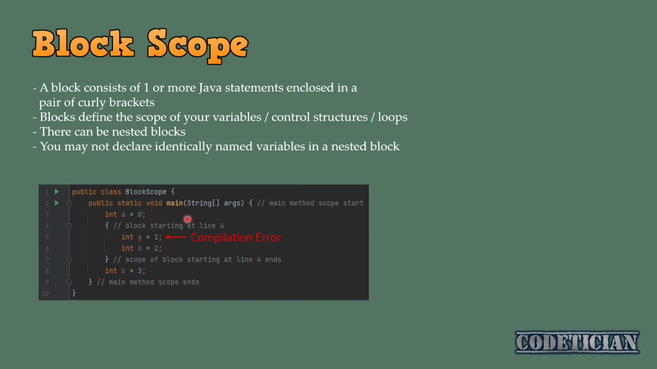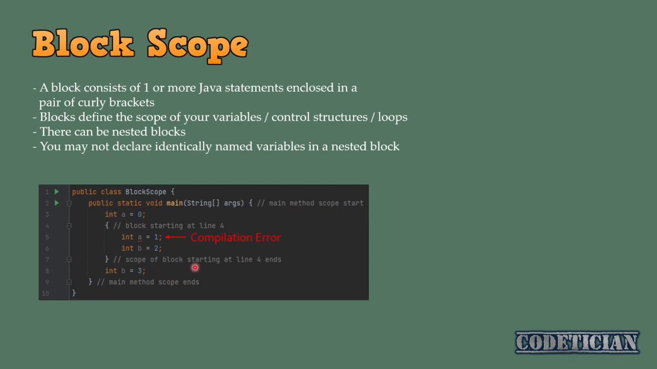The first point is a block consists of one or more Java statements enclosed in a pair of curly brackets. So in this example, you can see that at line 2, I am starting one block of code. You can see this one curly bracket. Actually, it's a main method. This curly bracket starts at line 2 and ends at line 9. So this is one block of code. This is basically the main method scope.